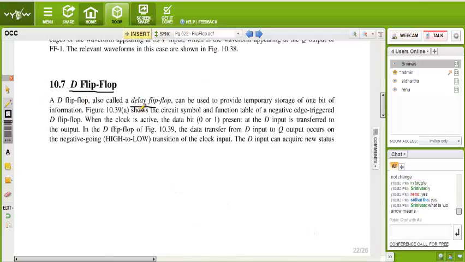A D flip-flop, also called delay flip-flop, can be used to provide temporary storage of 1 bit of information, shown in the symbol function table. When the clock is active, the data bit 0 or 1 present on D is transferred to the output. That means what?